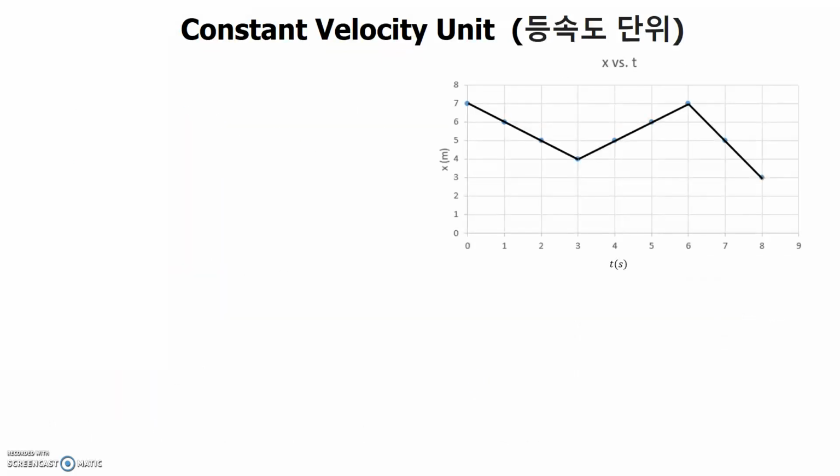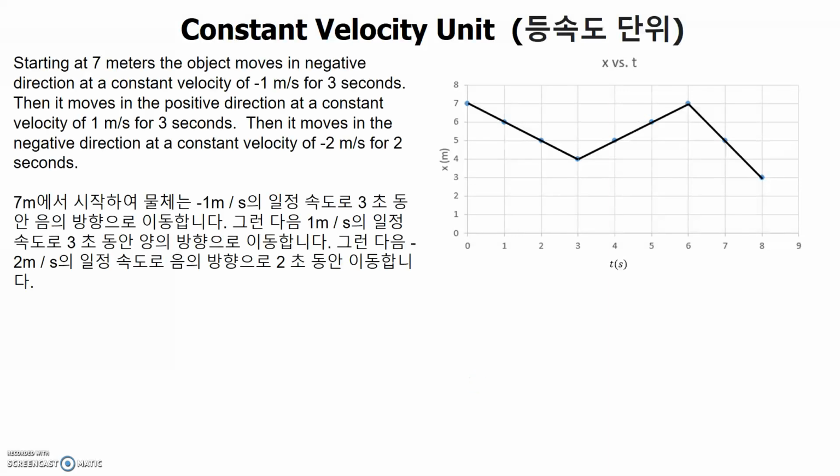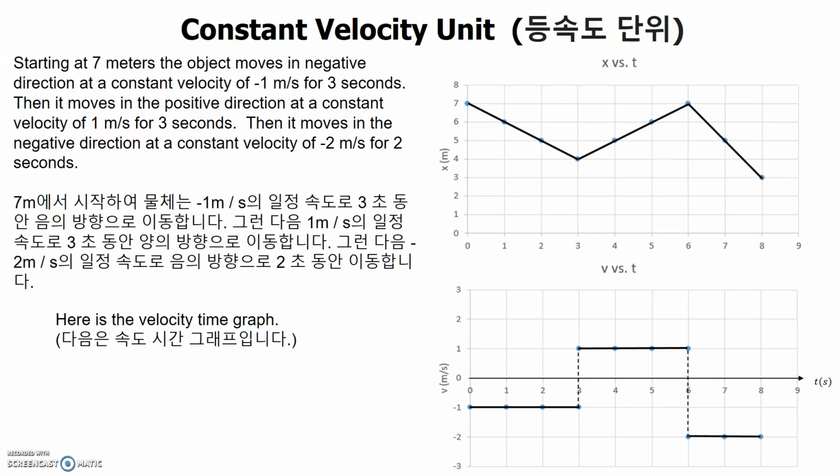Here's another position time graph. Let's translate this one into words as well. Starting at 7 meters, the object moves in the negative direction at a constant negative 1 meter per second for 3 seconds. Then it moves in the positive direction at a constant velocity of 1 meter per second for 3 seconds. Then it moves in the negative direction at a constant velocity of negative 2 meters per second for 2 seconds. This is what the velocity time graph would look like.